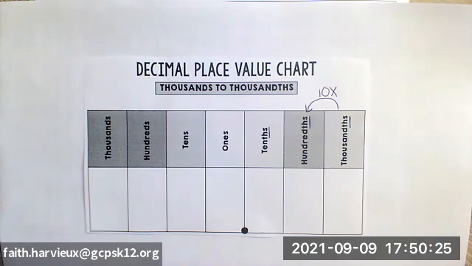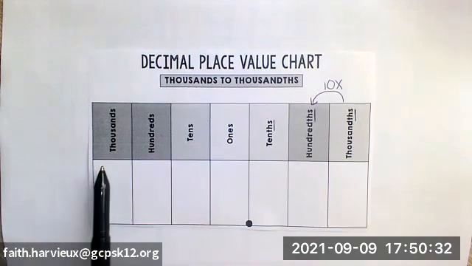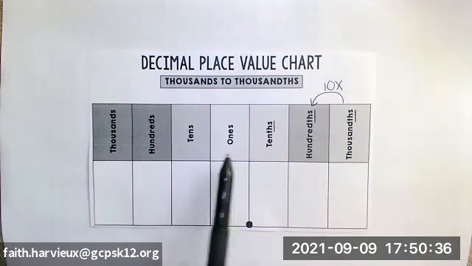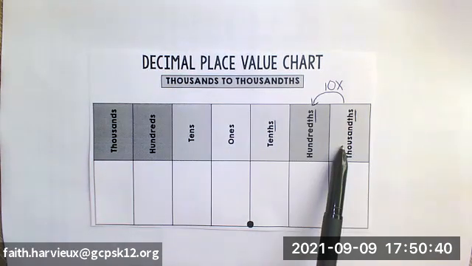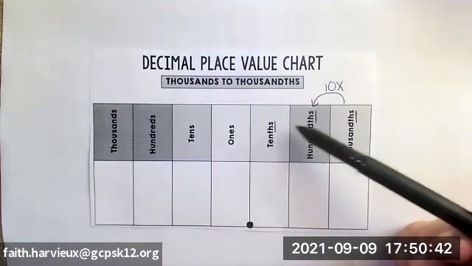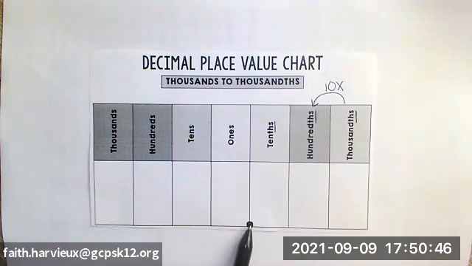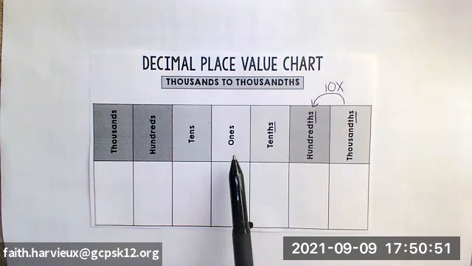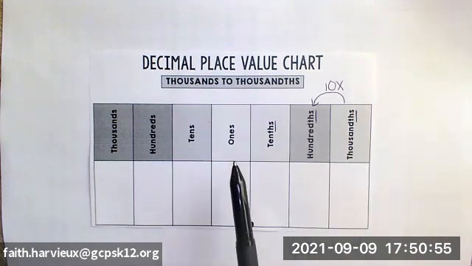So before we get started with that work, let's take a look at what we know so far about decimal place value. So taking a look here, we see thousands, hundreds, tens, ones, tenths, hundredths, and thousandths. As you can see, I underlined the TH in these 3 boxes. This helps me remember that this is less than a whole, right? This is a tenth of a whole, a hundredth of a whole, and a thousandth of a whole.